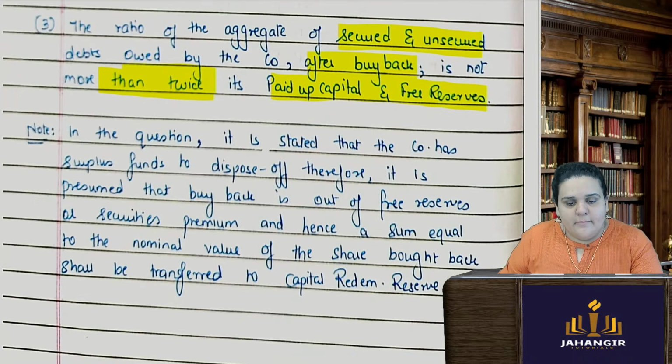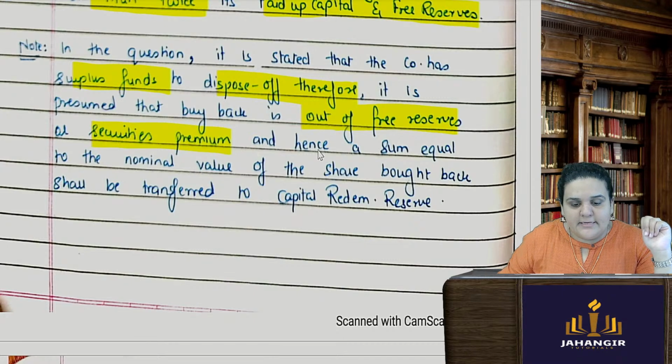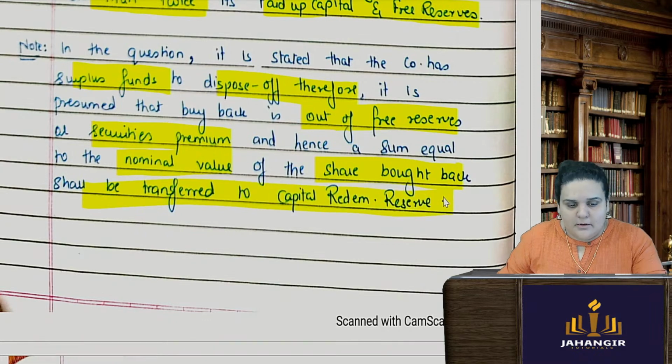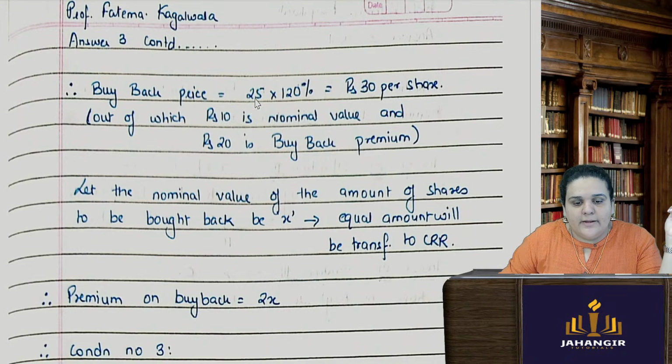Now see this. In the question it is stated that the company has surplus funds to dispose of. Therefore, it is presumed that the buyback is out of the free reserves. There is no fresh issue. Or it can be out of the securities premium, and hence a sum equal to the nominal value of the share bought back shall be transferred to the CRR account. That we all know. Now buyback price 25 into 120%.